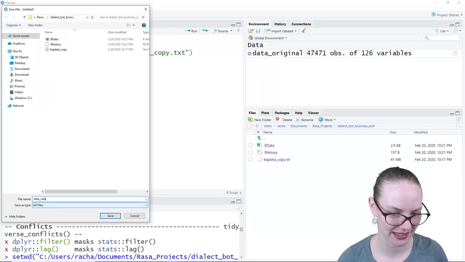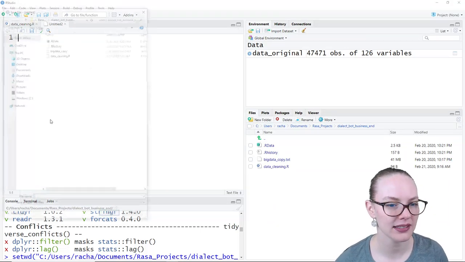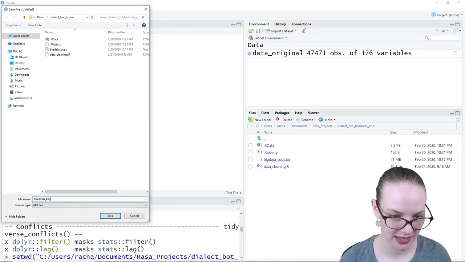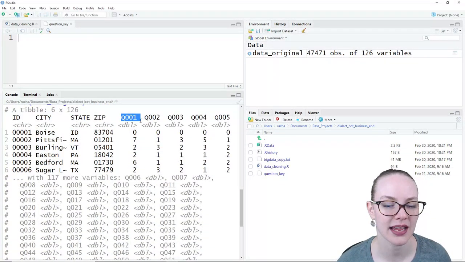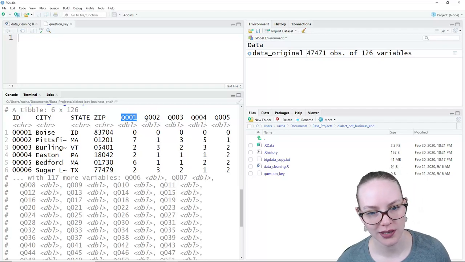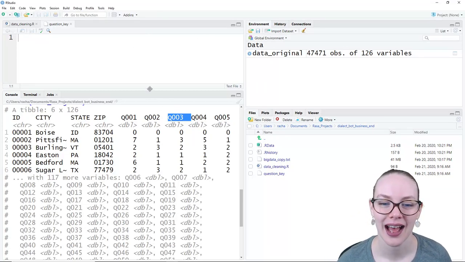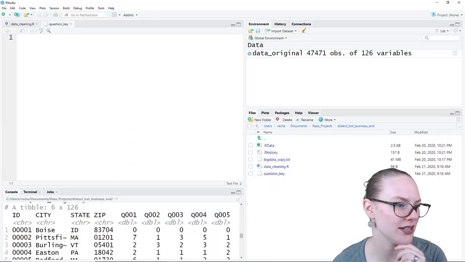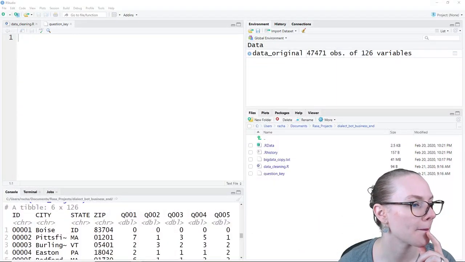data cleaning, and we'll save this as a question key, because if we look at the data set, you can see that we have Q001, Q002, Q003, which I'm really hoping correspond to the order of the questions and the version of the quiz that is online. If they don't, I am going to be sunk and we'll have nonsense answers. I'm pretty sure that they do. And by the one online, I mean this one and not the New York Times one.